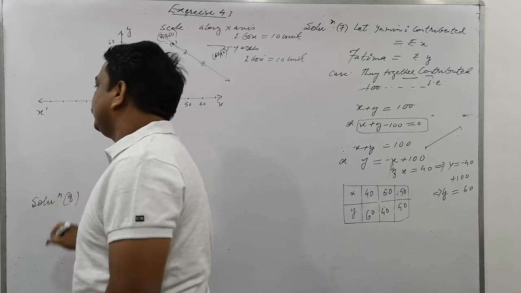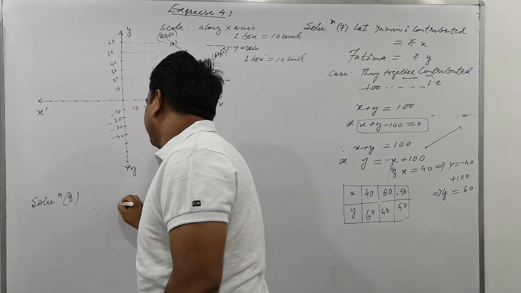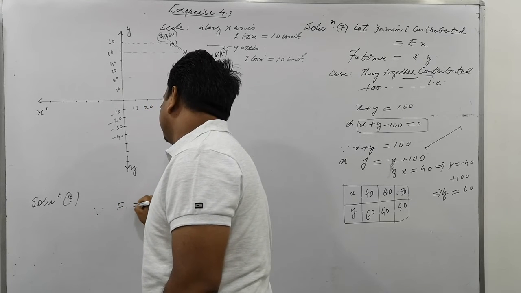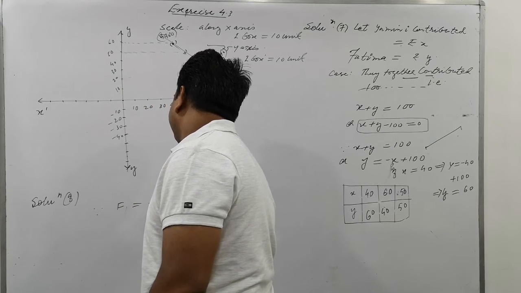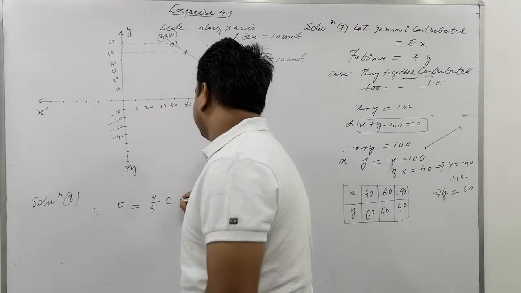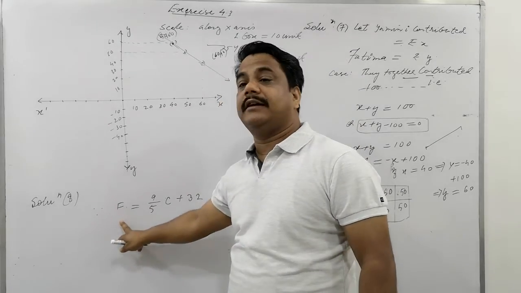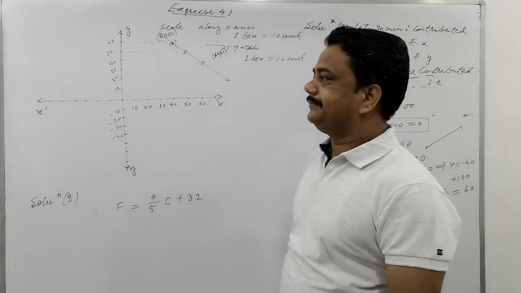Solution number 8. Okay. The given equation is F is equal to 9 by 5 into C plus 32. This is the formula for conversion of Celsius into Fahrenheit and Fahrenheit into Celsius.